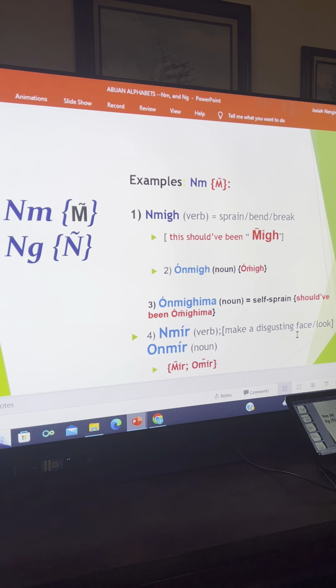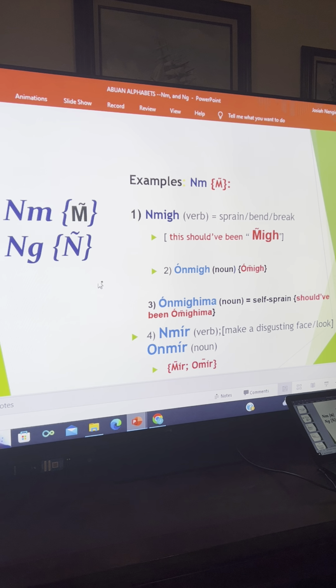The Abuan referred to that kind of face as ungmir. That is a noun form of it. And like I said, once more, it's a special character. It should have been just this. Me, iri, mir, and o, me, iri, ungmir. This should have been the characters used here, but this is what is being used. Okay? All right, let's move on to more examples.